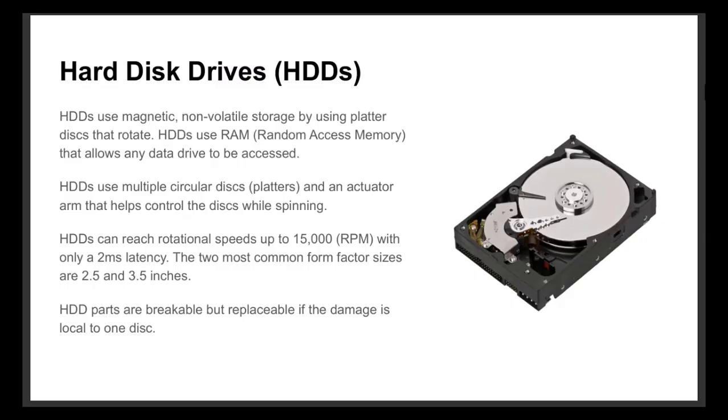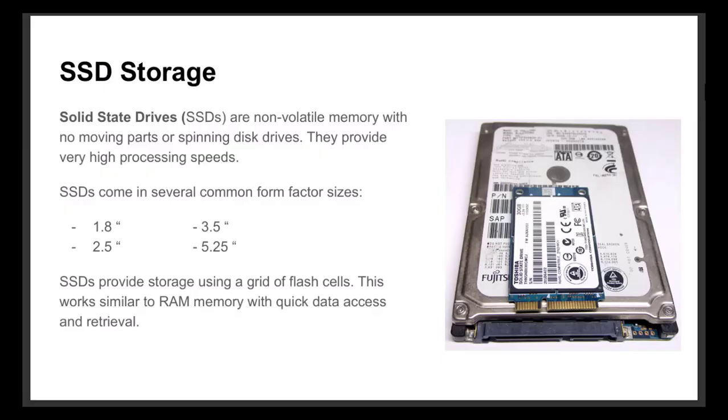Our next storage type is an SSD, a solid state drive. Solid state drives are non-volatile memory. They allow us to have permanent data storage without a consistent power supply. Solid state drives have no spinning disks or moving parts. They use a technology called flash cell. And each one of these cells will be able to store a certain amount of data.